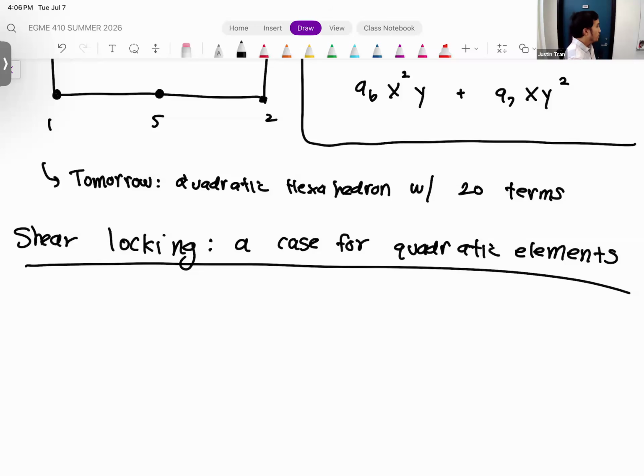So shear locking is a very specific scenario that can happen specifically for structural type simulations.